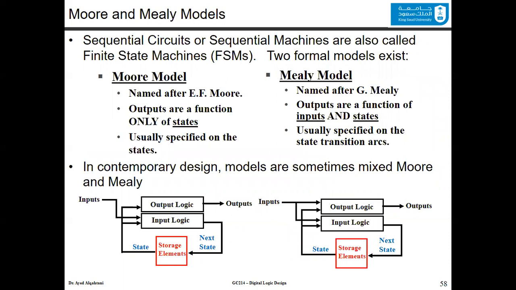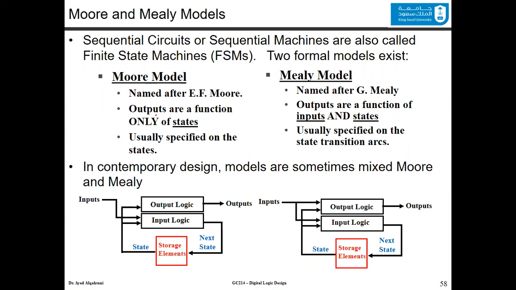Now, to make things clear, we discussed this before, the Moore and Mealy models. A sequential circuit or sequential machine is also called a finite state machine, FSM. There are 2 formal models that exist, the Moore model and the Mealy model. The Moore model is named after E. F. Moore, the Mealy model named after G. Mealy. There are 2 different people.